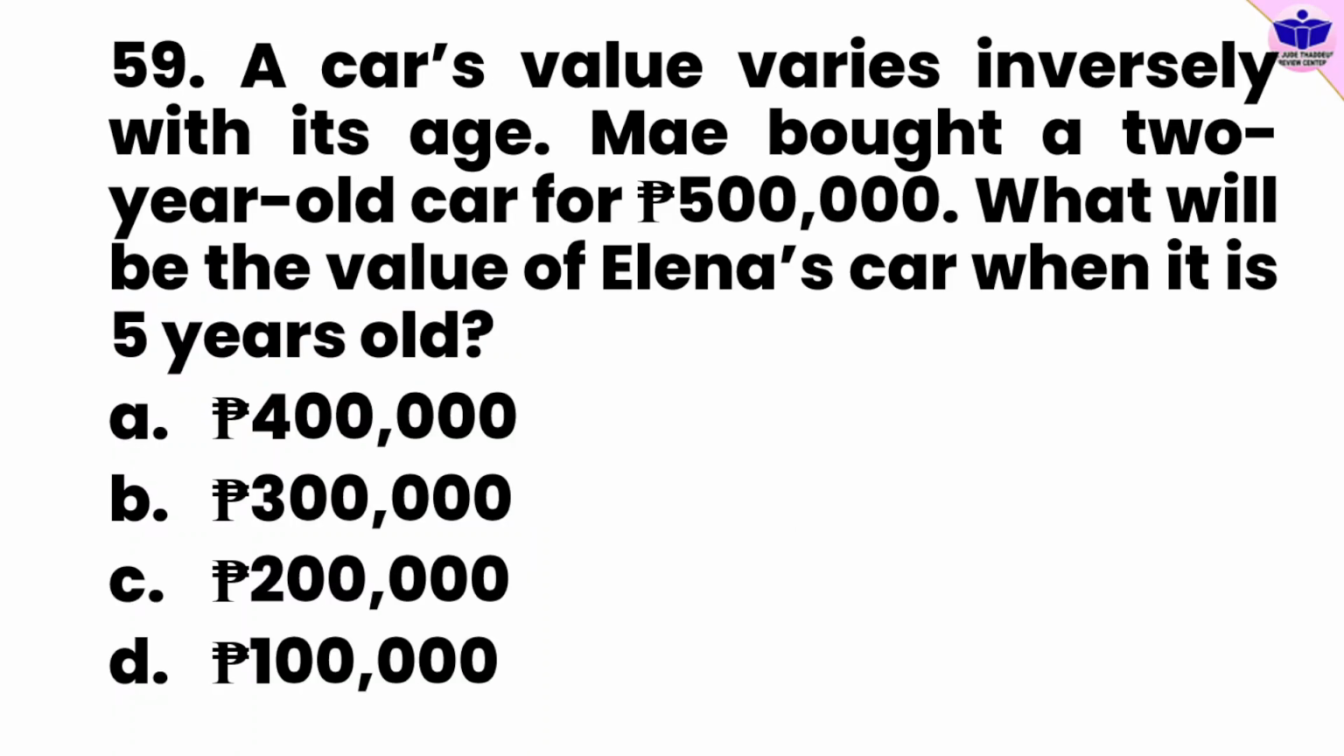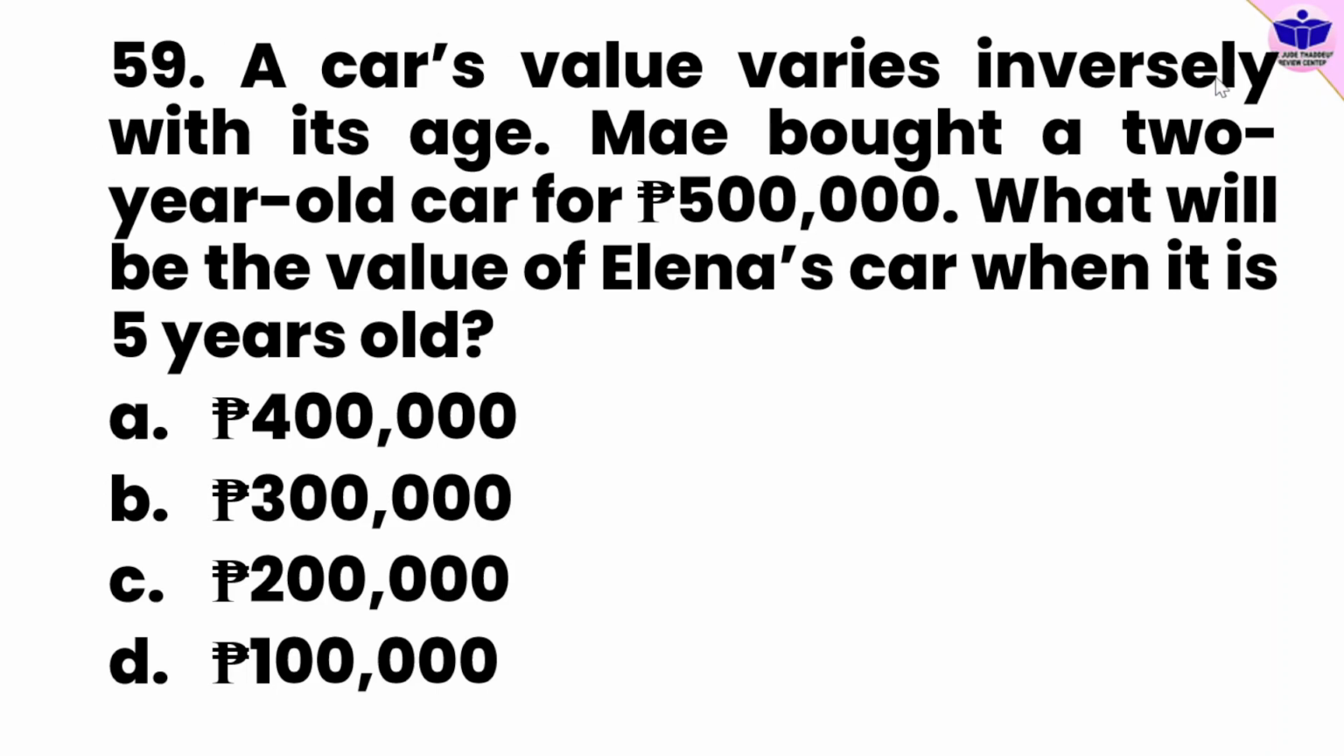59. A car's value varies inversely with its age. May bought a 2-year-old car for 500,000. What will be the value of Elena's car when it's 5 years old? Letter A, 400,000. B, 300,000. C, 200,000. D, 100,000. Even if the two names here are different, maybe the situation is the same.